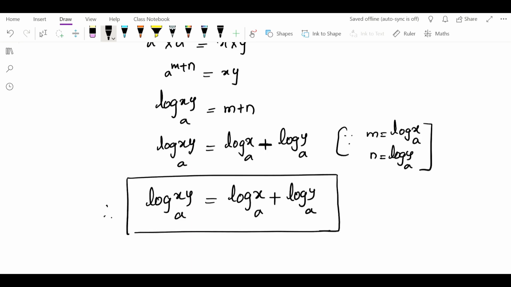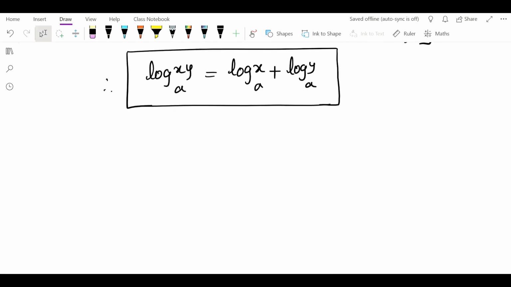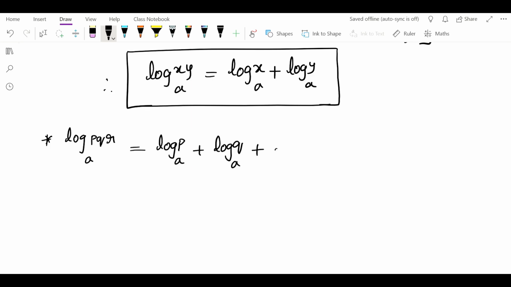This is called product rule. What are the applications of this product rule? Log PQR base a can be converted into log P base a plus log Q base a plus log R base a.